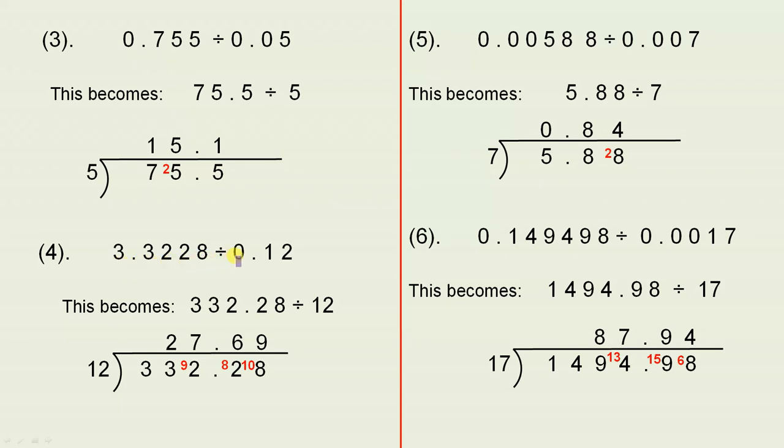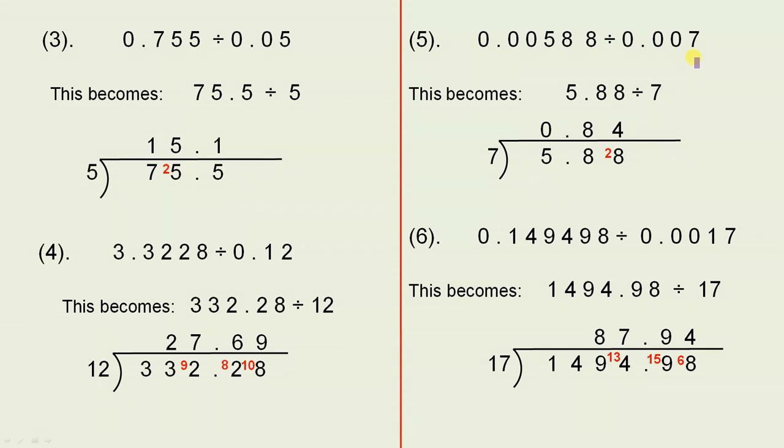3.3228 divided by 0.12. We need to move the decimal point 2 places to the right to make this a whole number. So we do the same here. That becomes 332.28 divided by 12. We've written that here. 12 into 3 doesn't go. 12 into 33 goes twice and 9 left over. 12 into 92 goes 7 and 8 left over. 12 into 82 goes 6 and 10 left over. And 12 into 108 goes 9. So the answer is 27.69.